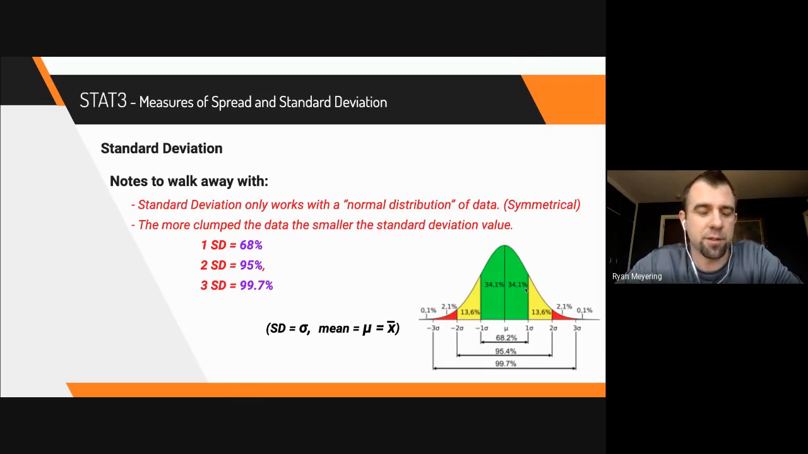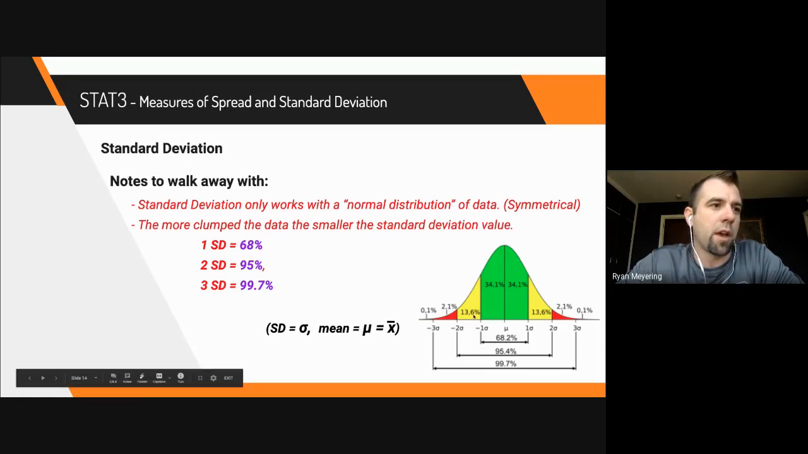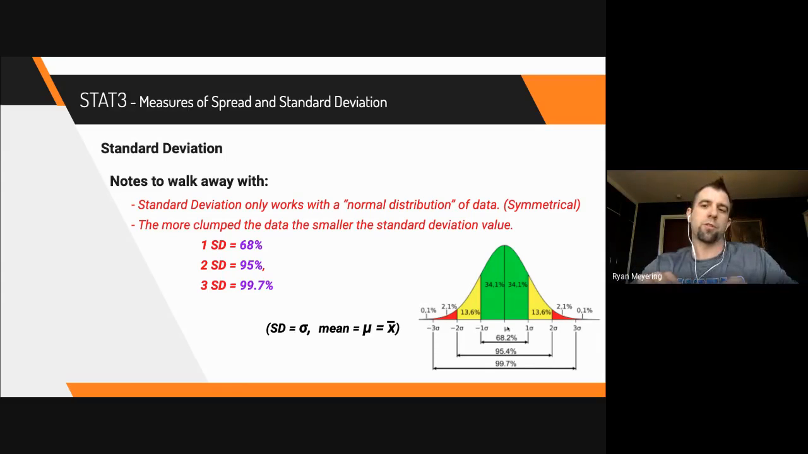So 34.1, actually 68.2, but 34.1, 34.1. You have another 13.6 in this yellow region, and you have another 2.1% in that red region. So within 3 standard deviations of your mean, you have 99.7% of your data points.